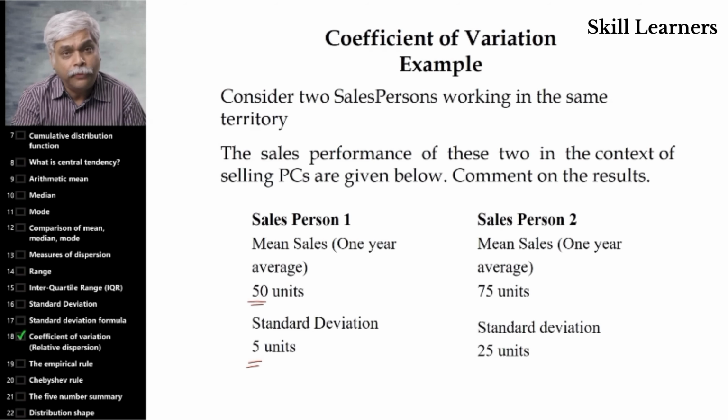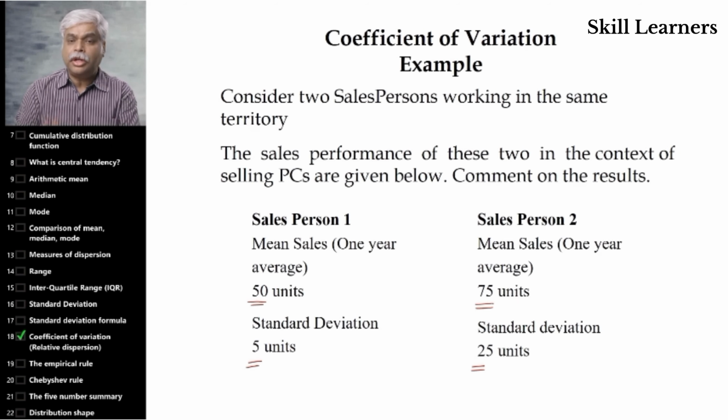And the square root of the average squared dispersion around that is 5 units. For the second person, he or she sells 75 units on the average with a standard deviation of 25 units, more variable. Sells more, but is also likely to sell less or likely to sell more. The spread around his sales is a lot more. Who's better?